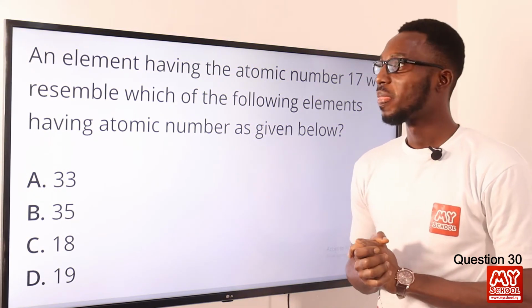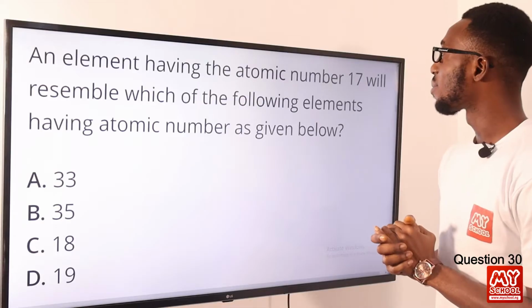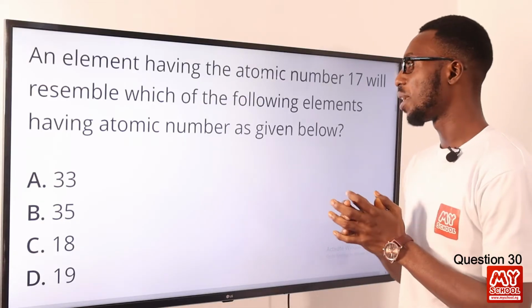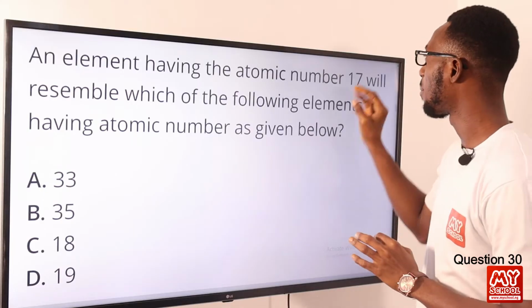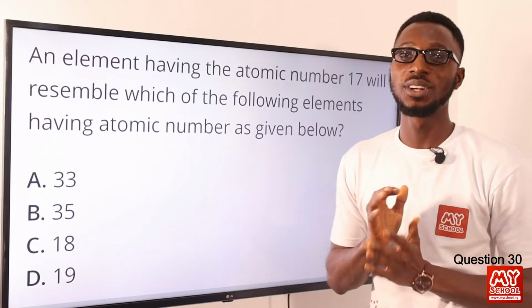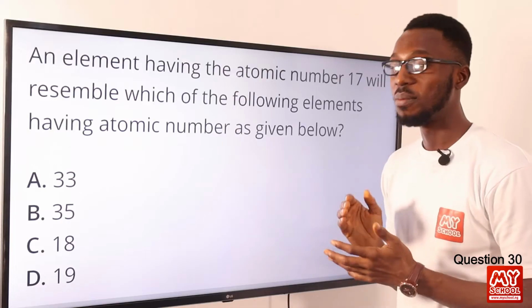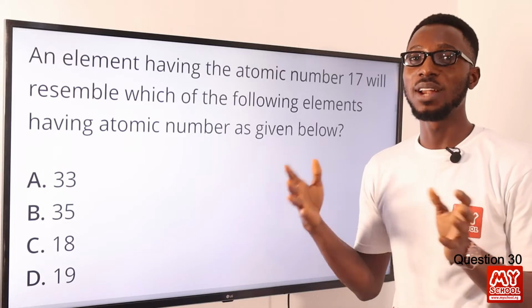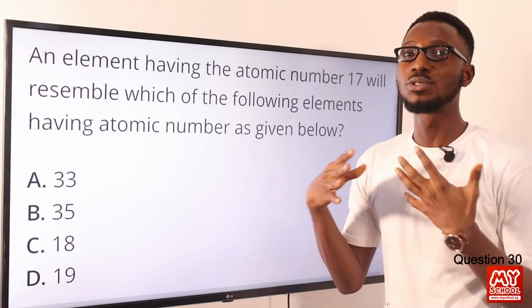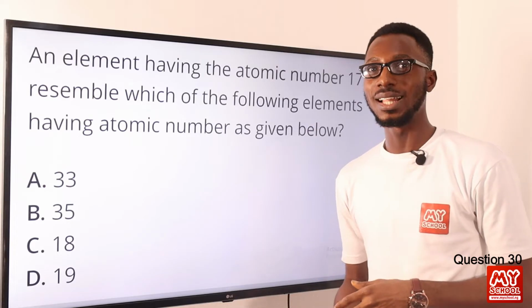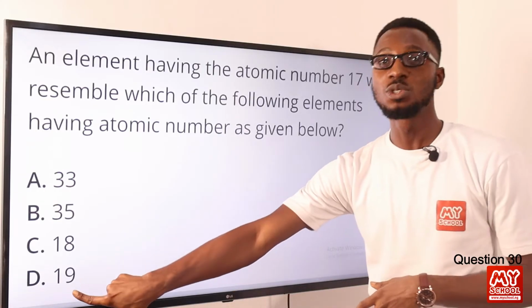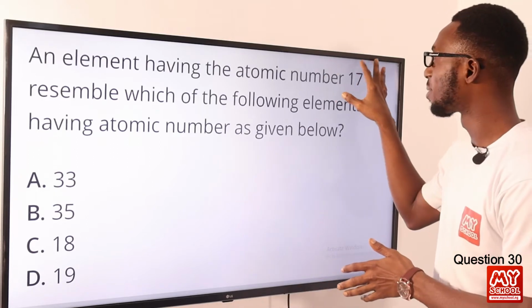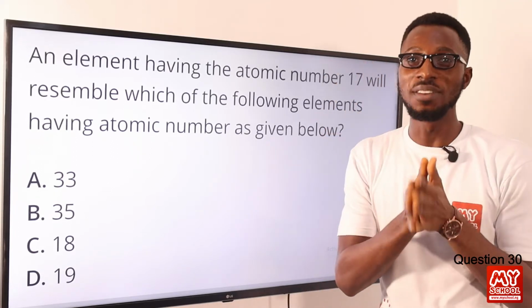Question 30. An element having the atomic number 17 will resemble which of the following elements having atomic number as given below? So when you talk about 17, that is definitely chlorine. Hydrogen, helium, lithium, beryllium, boron, carbon, nitrogen, oxygen, fluorine, neon, sodium, magnesium, aluminium, silicon, phosphorus, sulfur, chlorine. You can see that. Argon, potassium, then calcium. So we see that. So definitely we're talking about chlorine, and that is group 7, halogens.